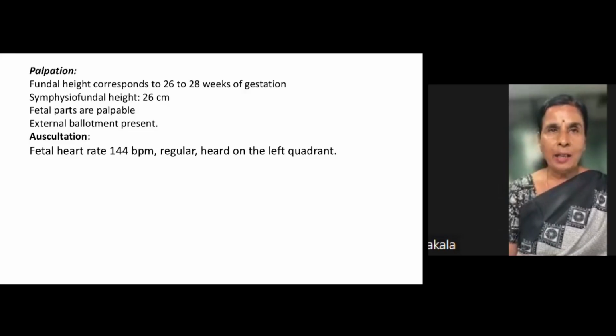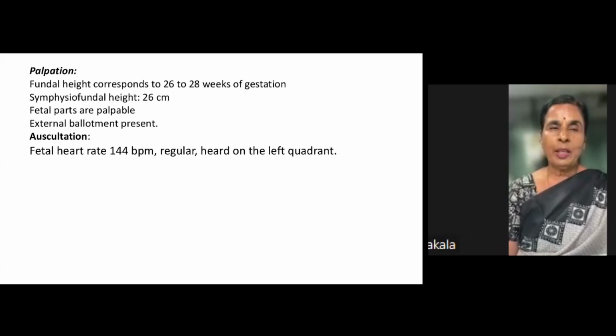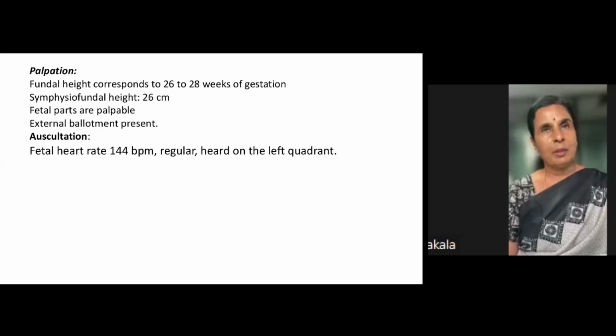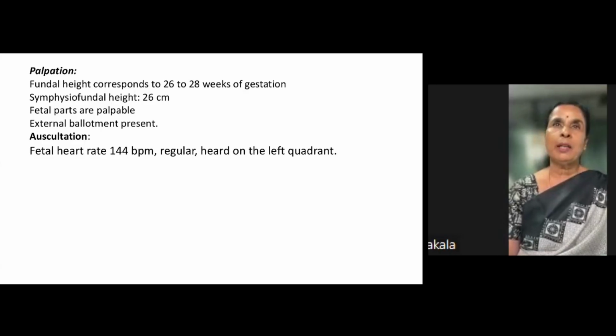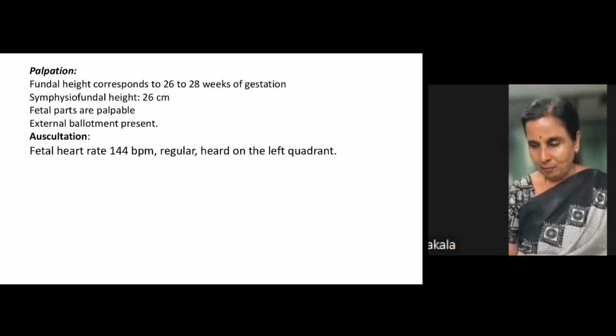Okay. So indirectly it gives you an idea of the period of gestation. So 24 centimeters means 24 weeks. If it is 34, the symphysiofundal height will be 34 centimeters. The only problem is that the symphysiofundal height does not correspond from 24 to 36 weeks in case of multiple pregnancy or in case of polyhydramnios.